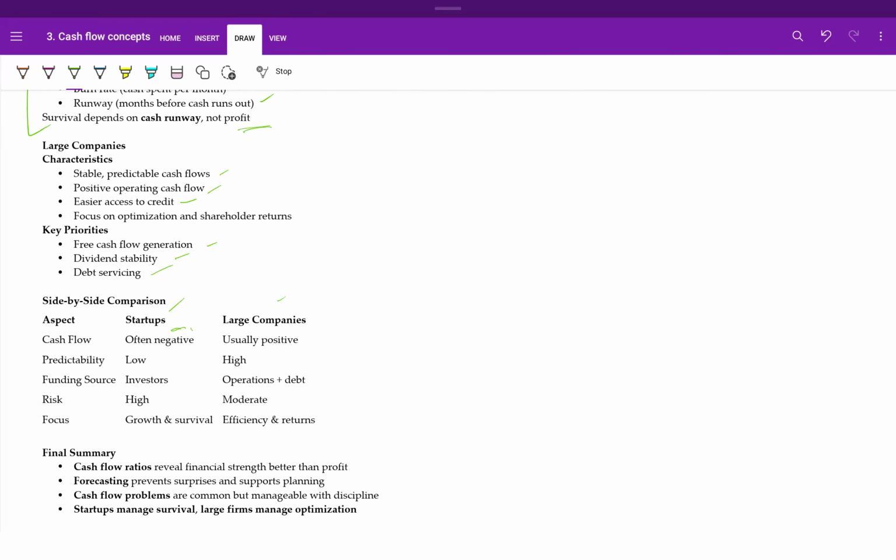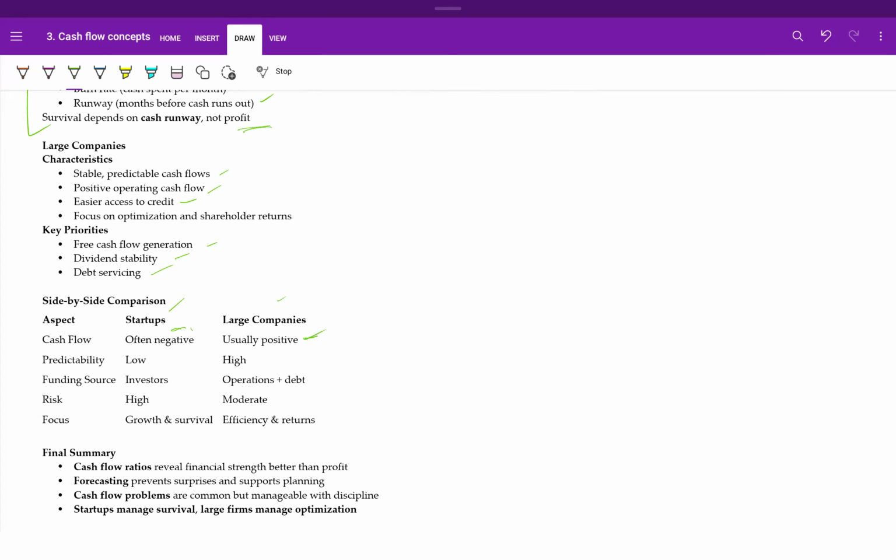In the same way, if we talk about large companies, they usually generate positive cash flow because they have an established customer base, stable and recurring revenue, and efficient operations. Positive cash flow allows large firms to pay expenses, invest and reward shareholders without constant external funding.